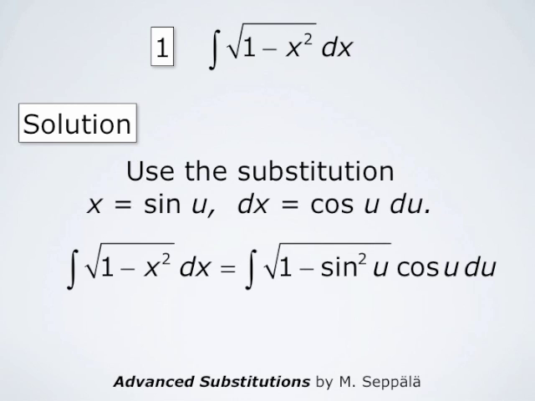So when we compute the integral of square root of 1 minus x squared dx, with this substitution we get first the integral of square root of 1 minus sine squared of u times cosine of u du. But now this square root of 1 minus sine squared is square root of cosine squared. And since we assume that cosine is non-negative, then square root of cosine squared is cosine itself. And this means that the integral now becomes the integral of cosine squared of u du.